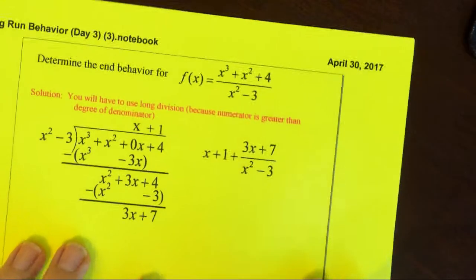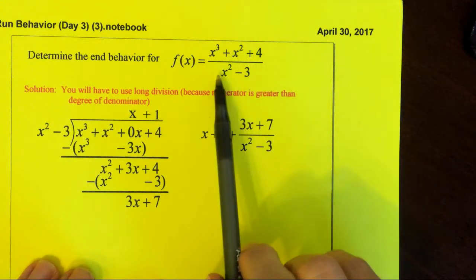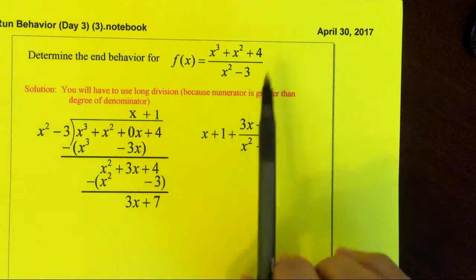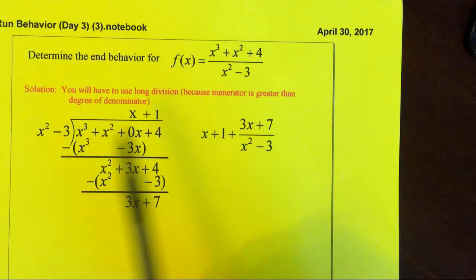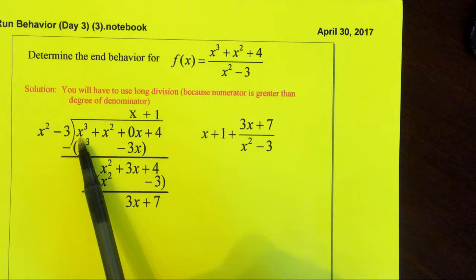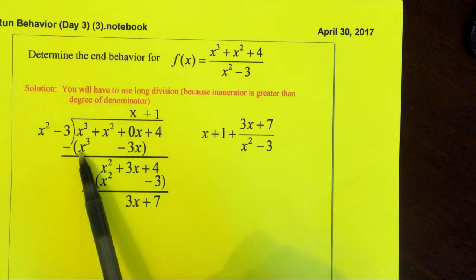Okay, the last problem we're going to do is a little bit trickier, and we've never seen one like this before. They want me to find the end behavior of x to the third plus x squared plus 4 over x squared minus 3. We're going to do long division again, and we haven't done one like this in a while. So how many times will x squared go into x to the third? It'll go x times, because x squared times x is x to the third.